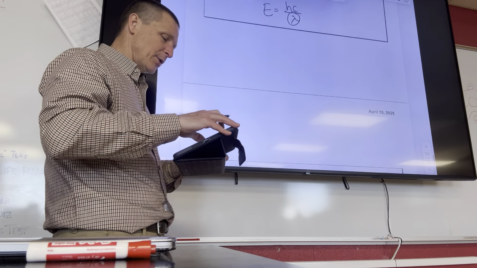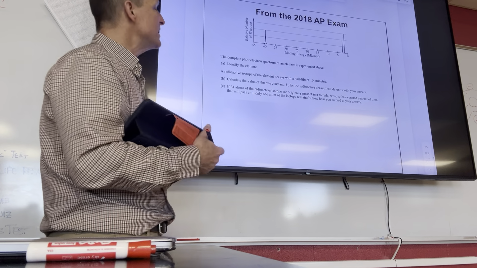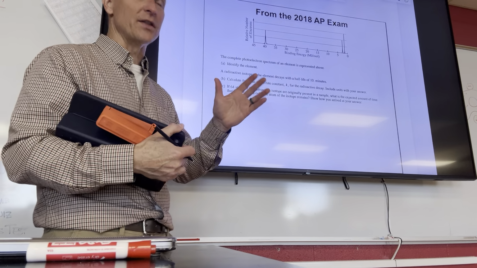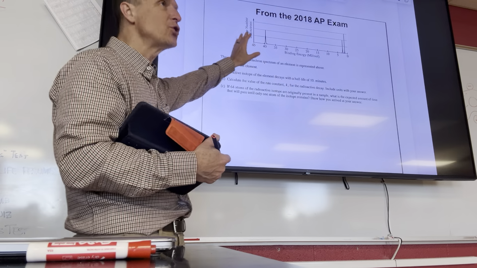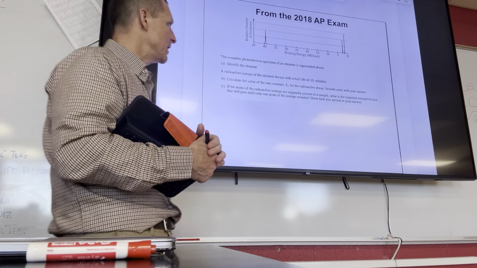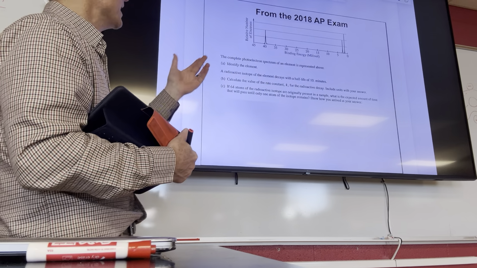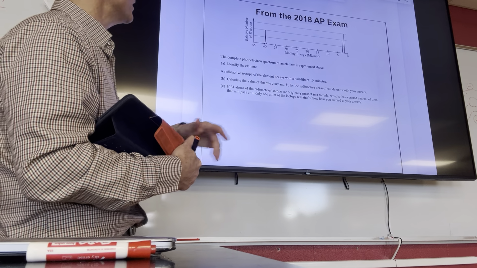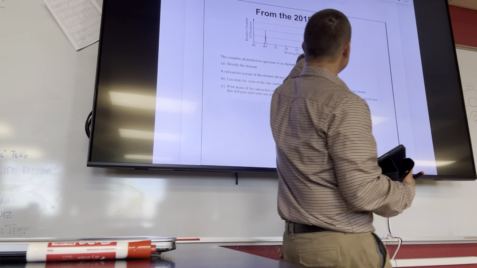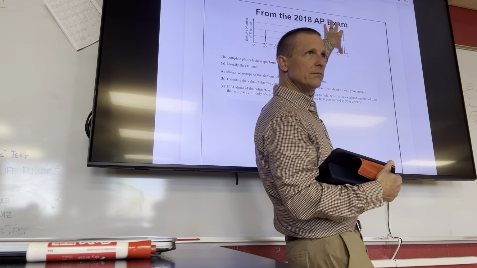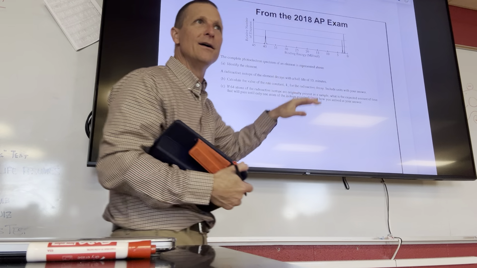Next one, this is my last one. This was the year before. I'm telling you, every year they put PES on there, so for sure you're going to see something like this on Tuesday next week. The complete PES of an element is represented by, very simple, looks like we have 1s2, 2s2, 2p3.